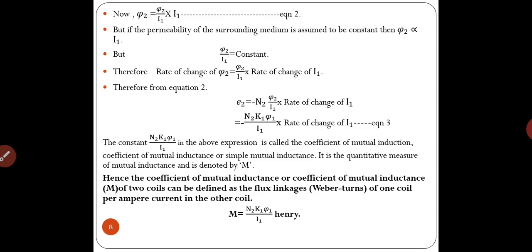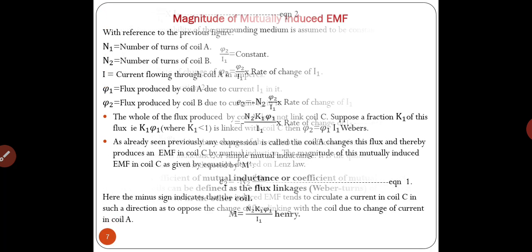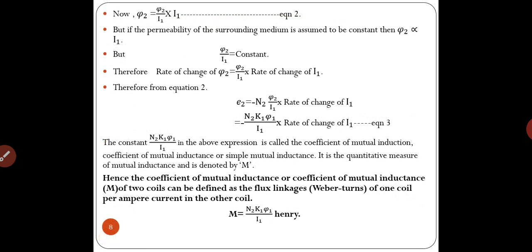Now Phi2 is equal to Phi2 by I1 into I1. But if the permeability of the surrounding medium is assumed to be constant, then Phi2 is directly proportional to I1. So, if you consider the permeability of the medium to be a constant value, then Phi2 by I1 is equal to a constant. Therefore, the rate of change of Phi2 is equal to Phi2 by I1 into the rate of change of I1.